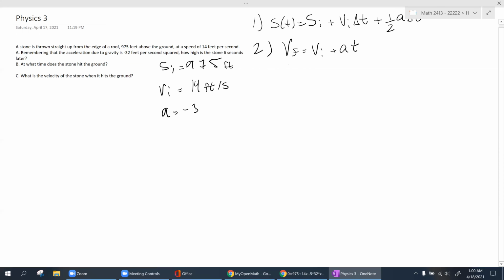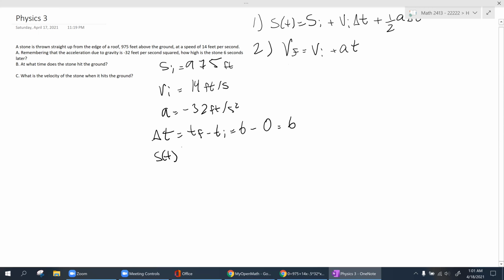Acceleration was negative 32 feet per second squared. And again, my time difference, my delta time, which is final minus initial, T final minus T initial. The final time was 6 seconds. The initial time was 0, which is just 6, total 6 seconds. And I need to find how high. I need to find S of T, my final position.